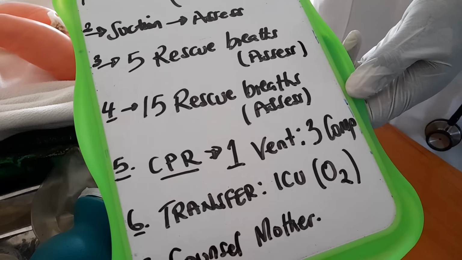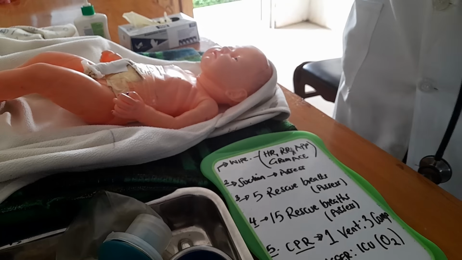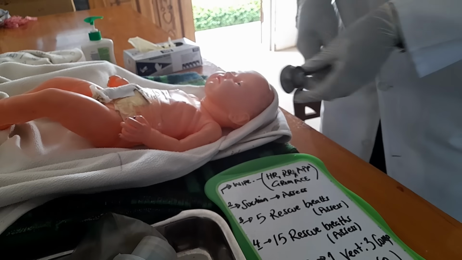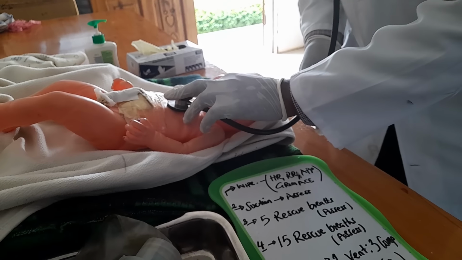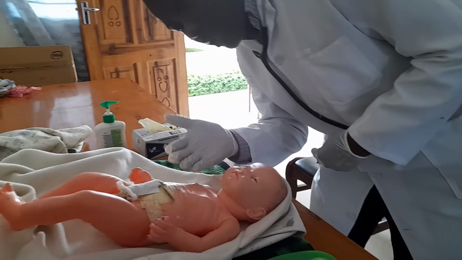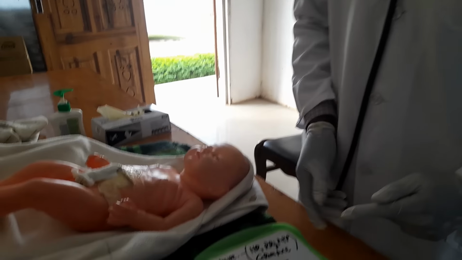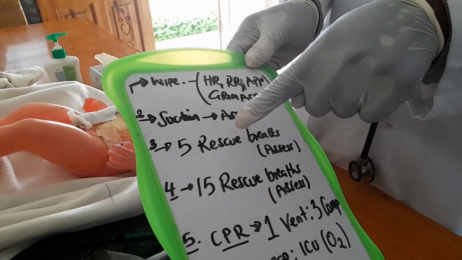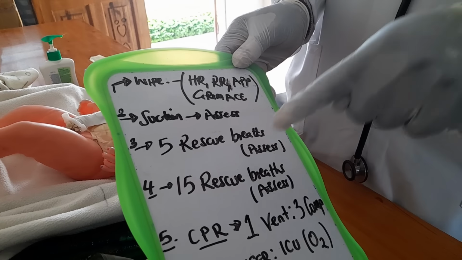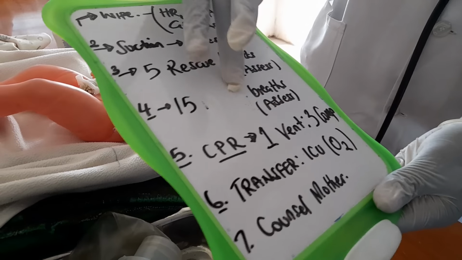The assessment, again, you get back to heart rate, respiratory rate, appearance, and grimace. So you start again the same routine. You listen to the heart rate. Okay, not satisfactory. Then the respiratory rate, okay, also not satisfactory. The appearance, still blue. Then grimace, if you look at the activity, the baby is still limp, not active. So then this will prompt you now from step 3, which is 5 rescue breaths, you now have to go to 15 breaths. So, sorry, this is not rescue, 15 breaths, okay?